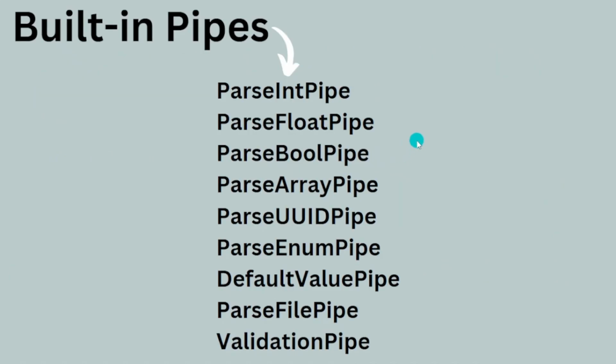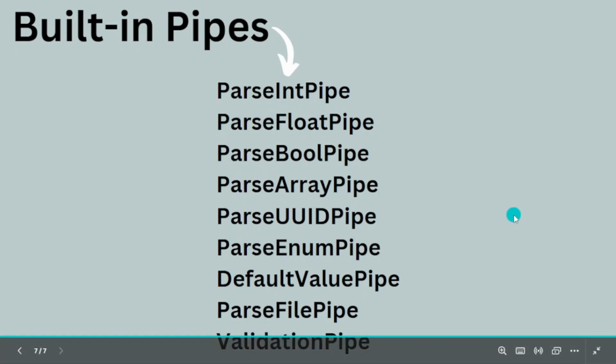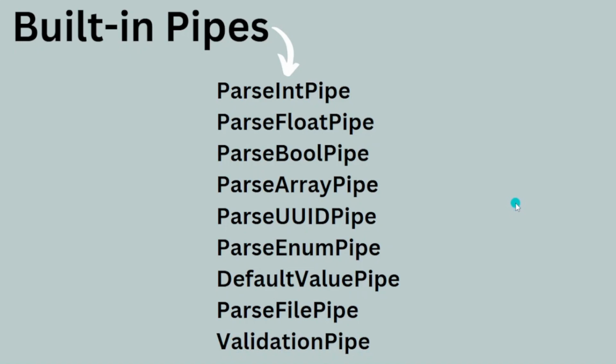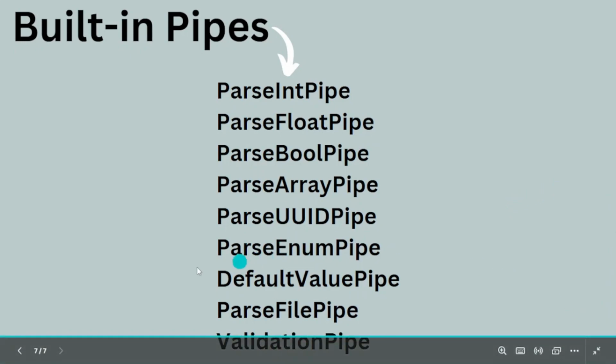There are basically 9 types of built-in pipes. We saw the example of ParseIntPipe, and there are others as well. So let's also look at a coding example.